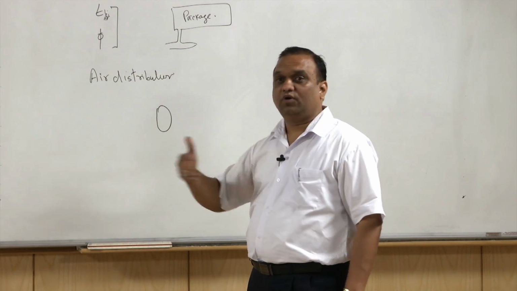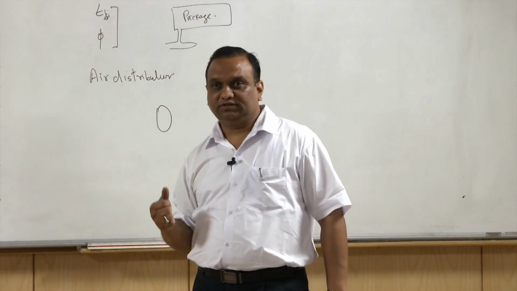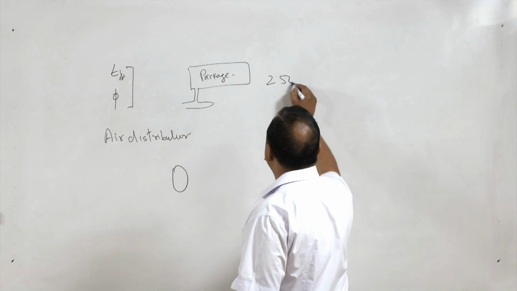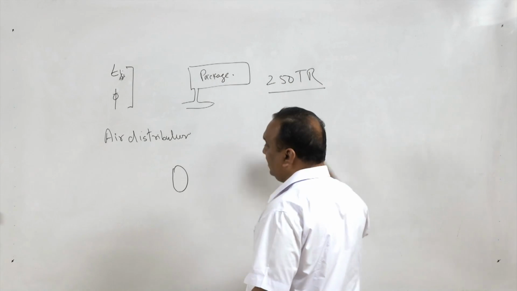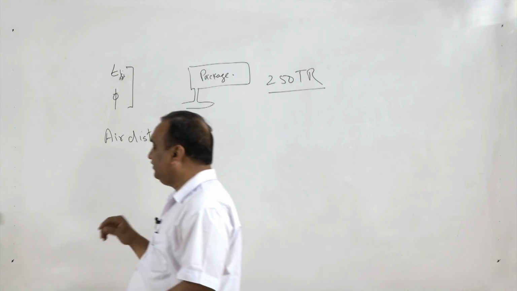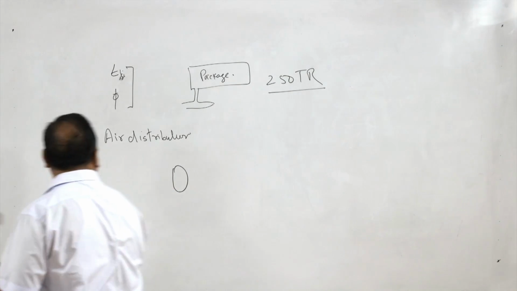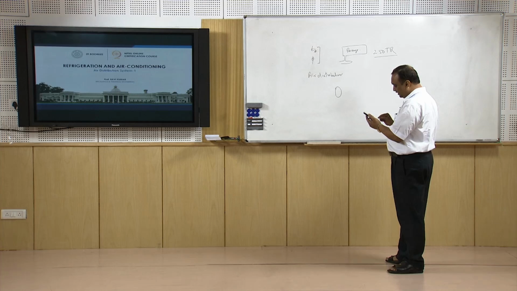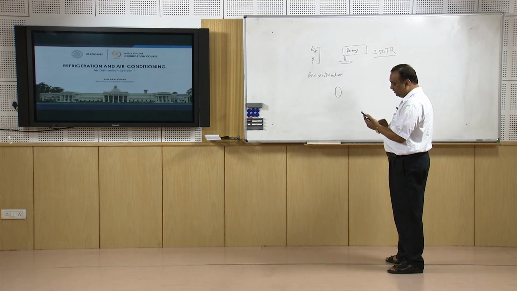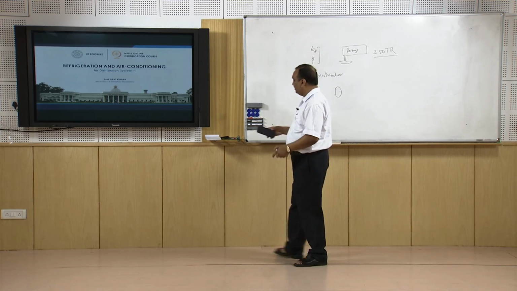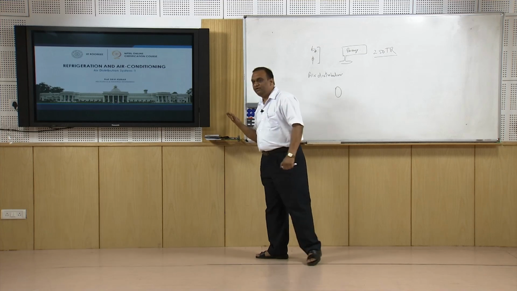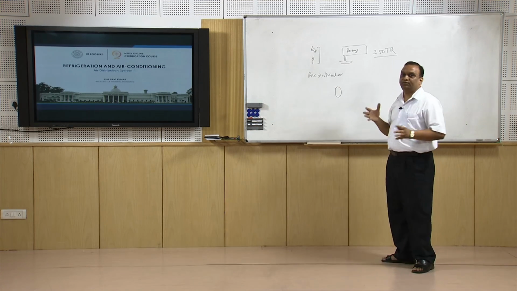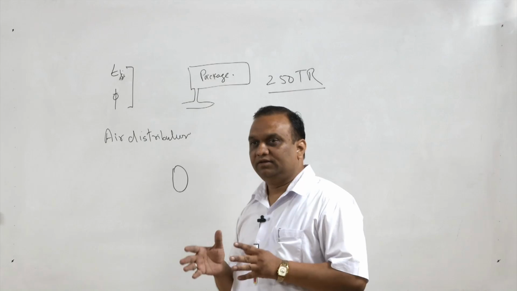Now, if the load is high, suppose 250 tons of refrigeration, and I told you the thumb rule of 400 CFM per ton. So, at 400 CFM per ton, it is going to be 1 lakh CFM. 1 lakh CFM is approximately 50,000 liters per second. I am just telling you how much bulk of air has to be handled by the system.